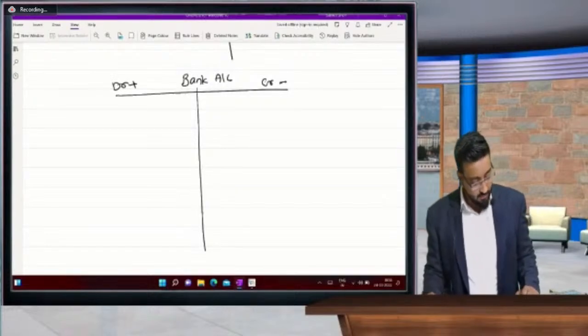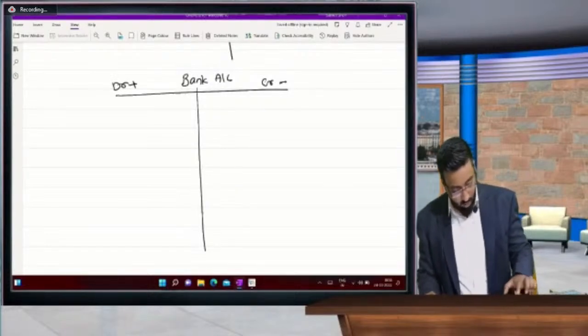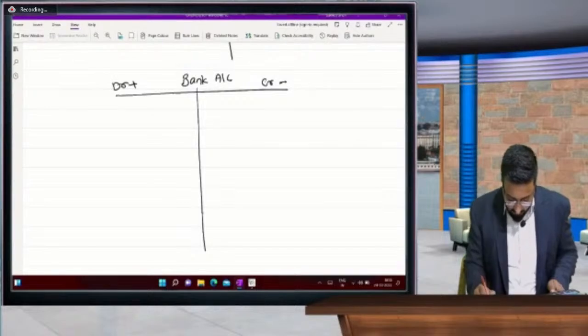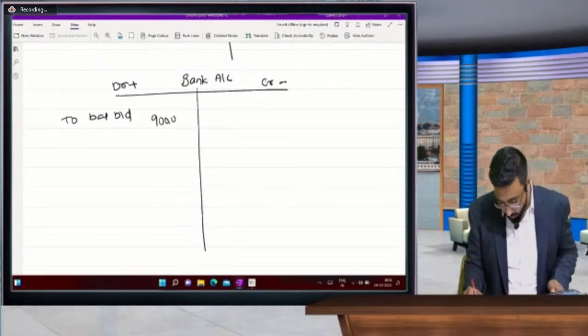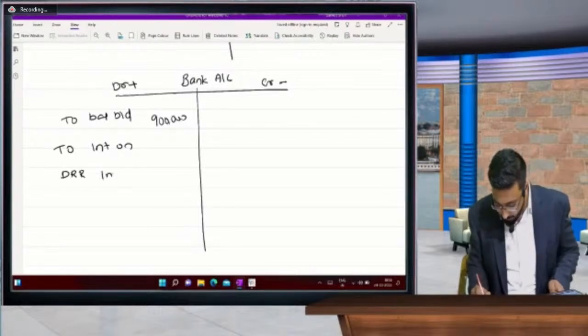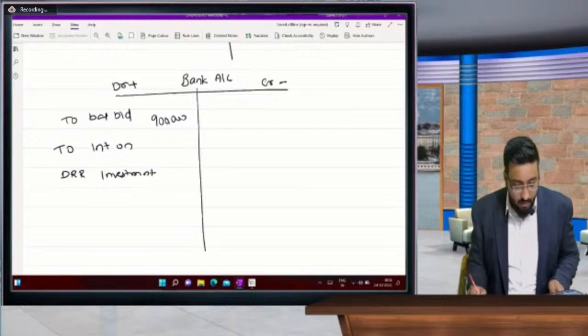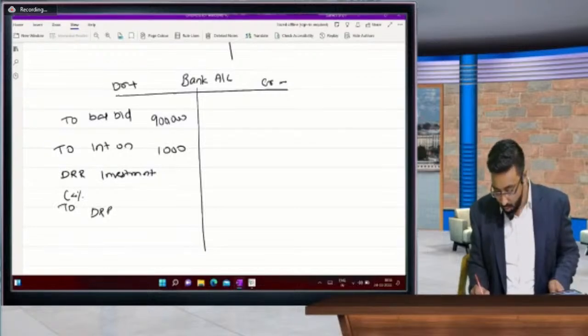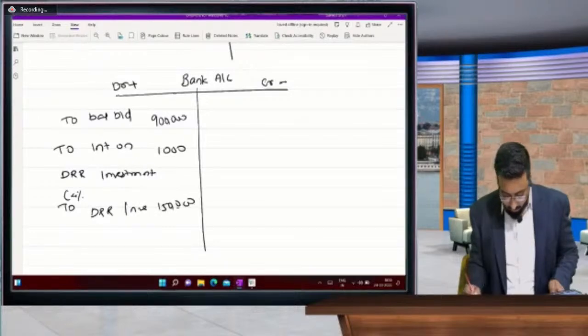Come on children, tell me quickly. Now I am starting. I have given you sufficient time. To balance brought down, Himanshu wrote it first, with the amount. Very good. To interest on DRR investment, that is 4% on 1,50,000. Then we sold DRR investment at rupees 1,50,000. Very good.